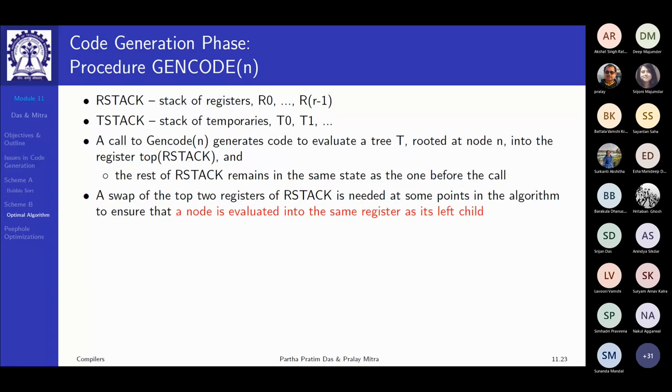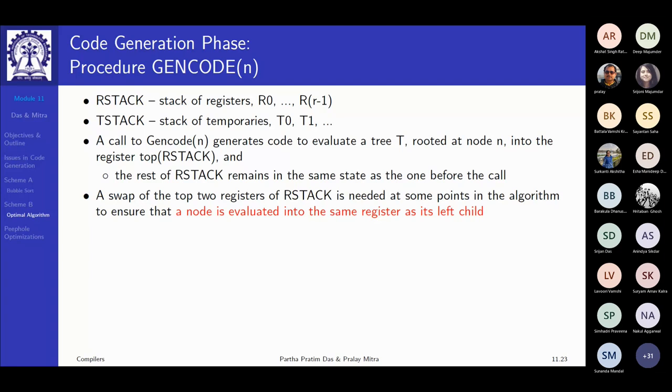The last is a little tricky one. While you talk about a stack, we talk about push, pop, empty, and top functions only. But here we provide a special function for this stack of registers, R stack, which is called swap. What swap does is it swaps the top two registers of R stack so that I can always maintain that a node is evaluated in the same register as its left child.